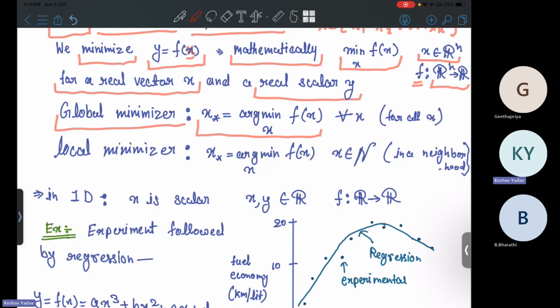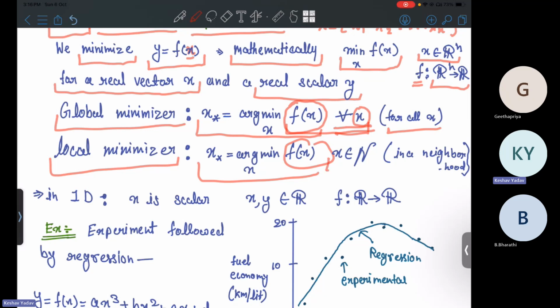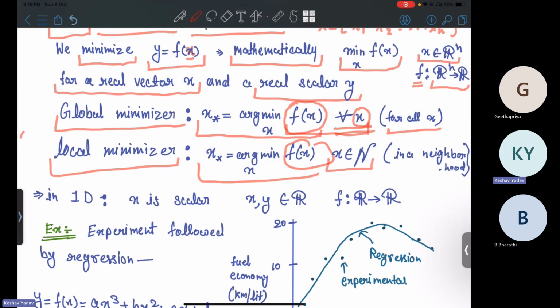Okay. So global minimum means we want to find the minimum value of f of x for all x. But local minimum means what? We want to find the minimum value of f of x in the neighborhood of x1 only. So some neighborhood is defined, and on that neighborhood only we want to find the minimum value of f of x.